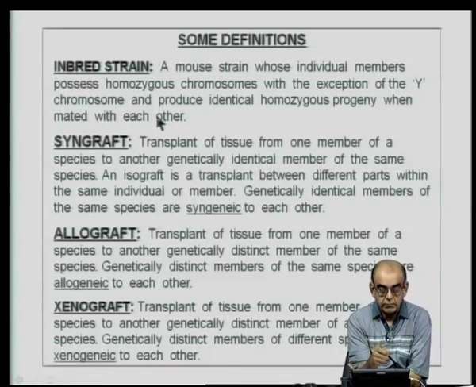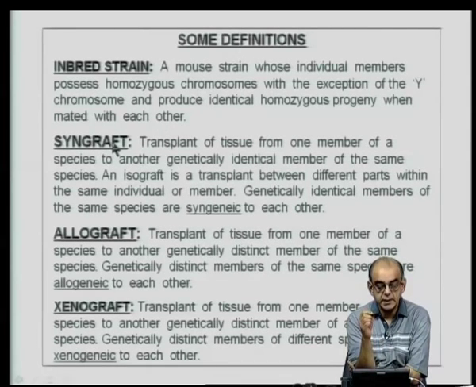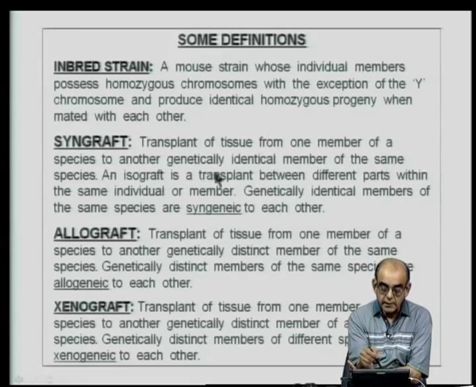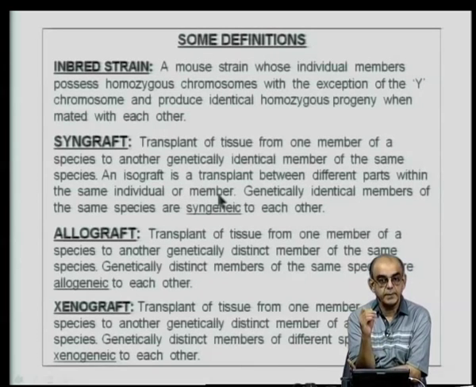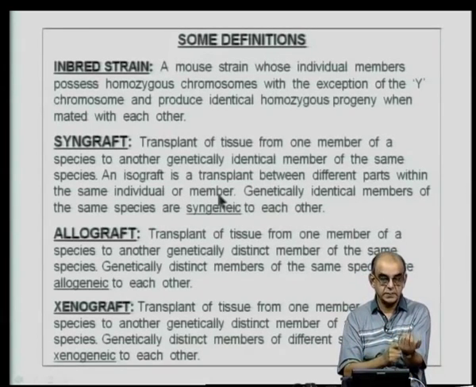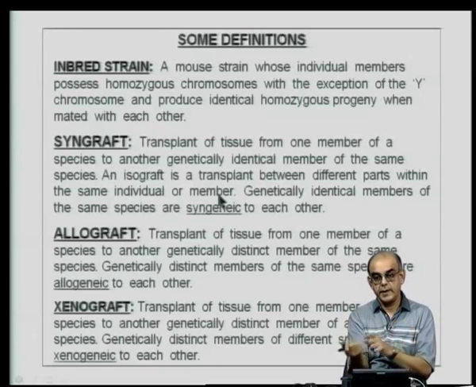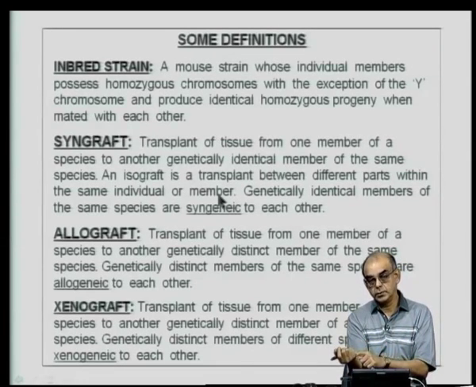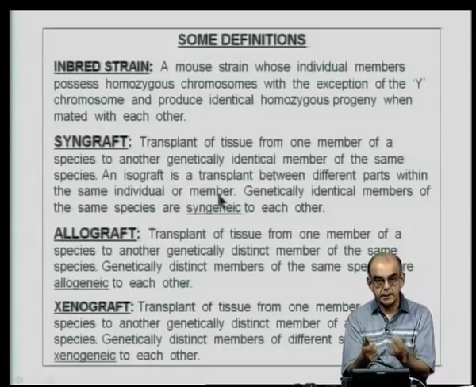And here we see what is a syngeneic graft. A syngeneic graft is the transplant of tissue from one member of a species to another genetically identical member of the same species. An isograft is a transplant between different parts within the same individual. In other words, if I take a piece of skin from my left hand and put it onto my right hand, then it is an isograft.